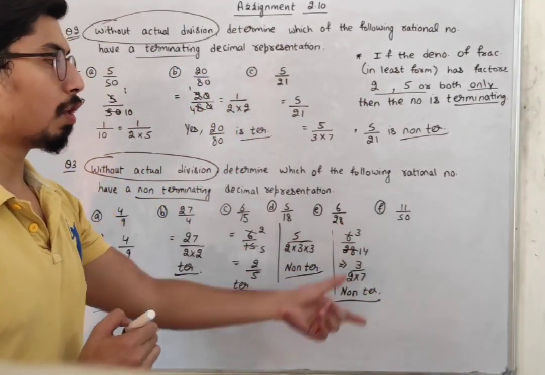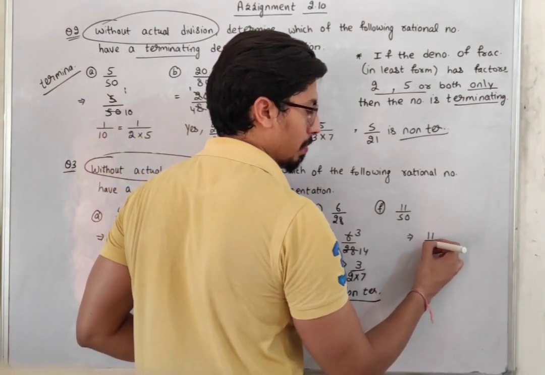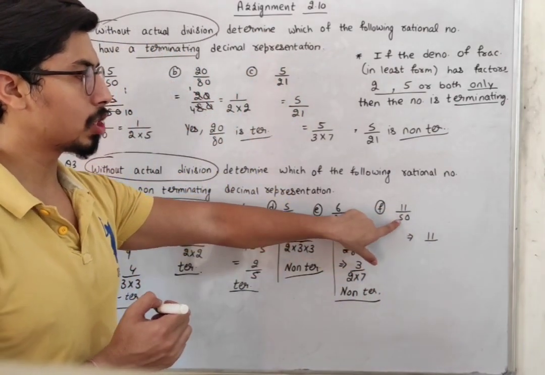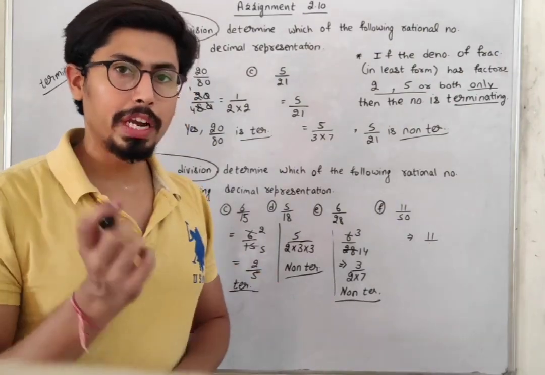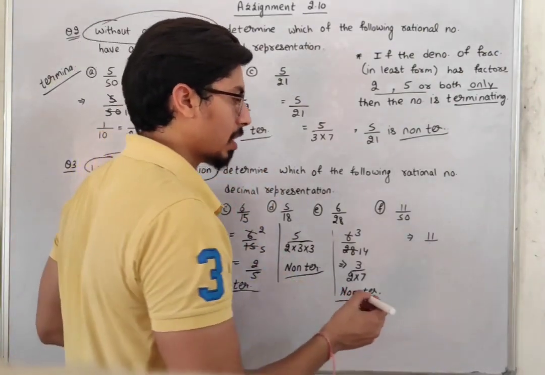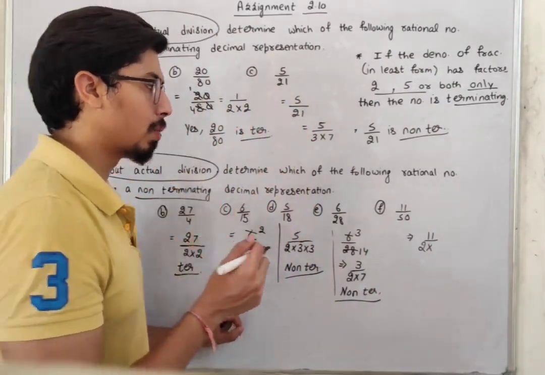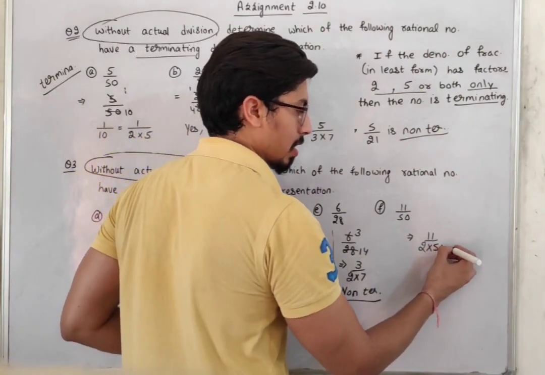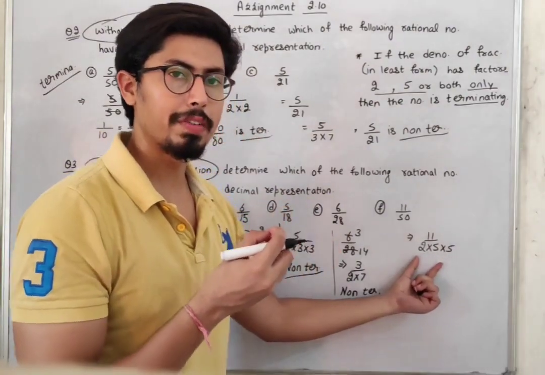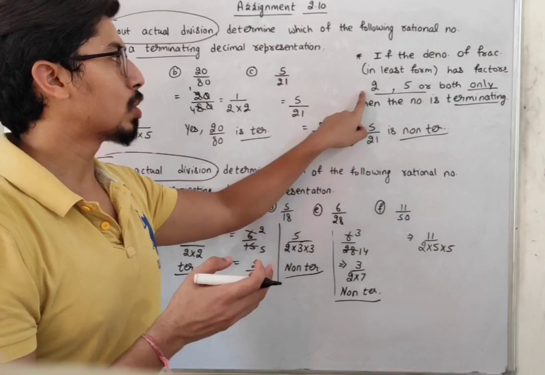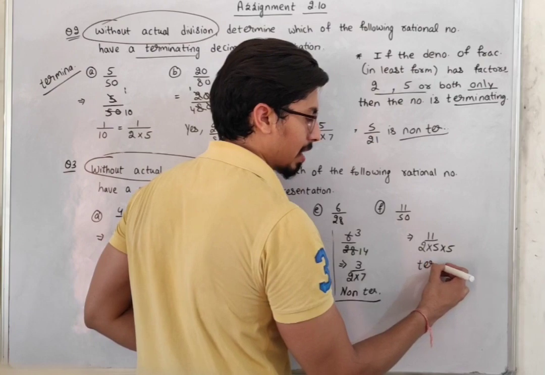Okay, students. So moving forward to our last part, we have 11 by 50. So 11 by 50 is in the lowest form. So what I'm going to do is split this 50 into prime factors. See students, we know that 2 into 25 is 50. So 2 as it is, 25. 25 can be further broken down as 5 into 5, students. So the only factors of the denominator are 2 and 5. So yes, 2 and 5 are the only factors here. So I can say that it is a terminating number.